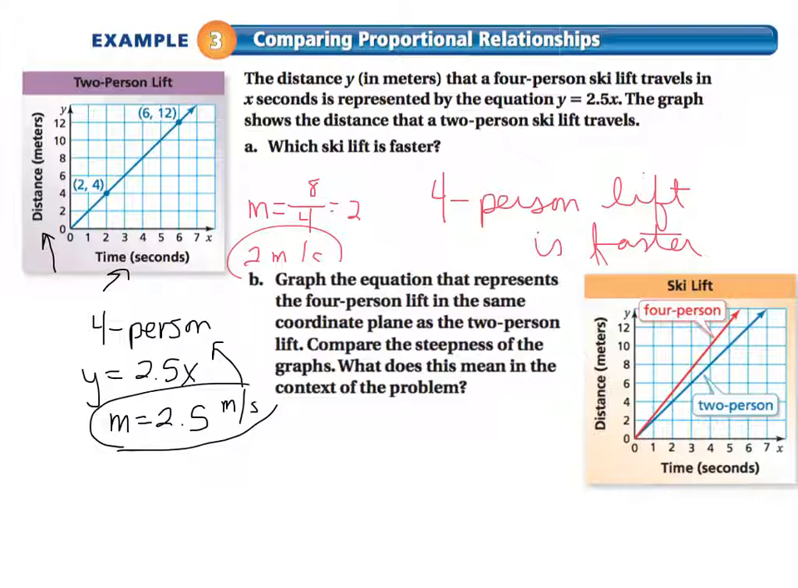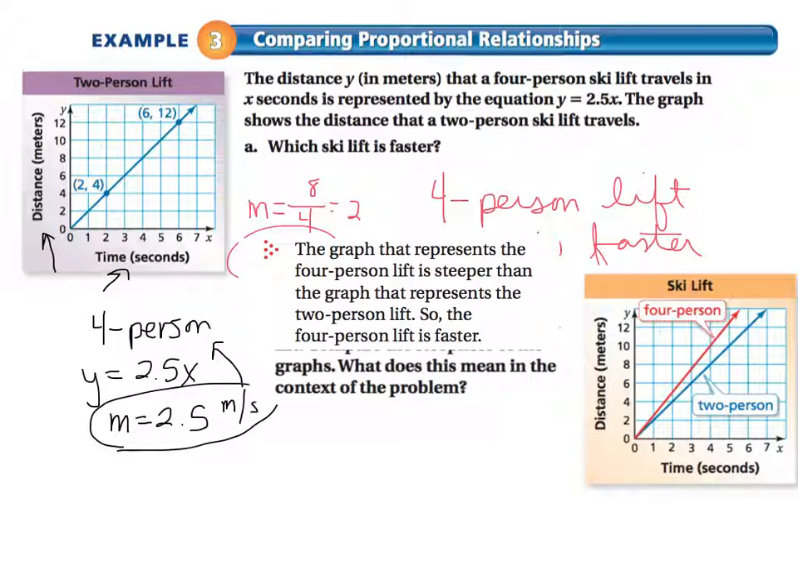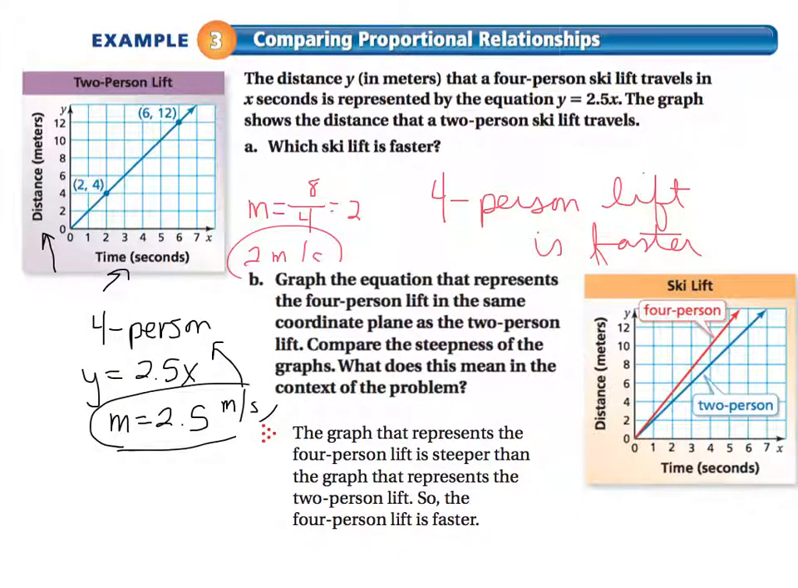So the most important part, though, is what does it mean in the context of the problem? Well, in the context of the problem, we know the graph that represents the 4-person lift is steeper than the graph that represents the 2-person lift. So what does it mean? It means the 4-person lift is faster. By how much? You could say it goes an extra 0.5 meter per second.